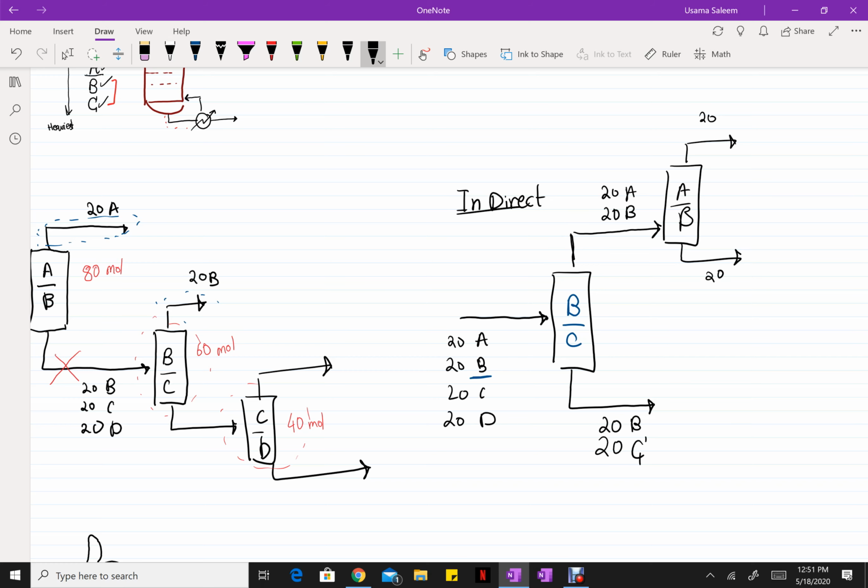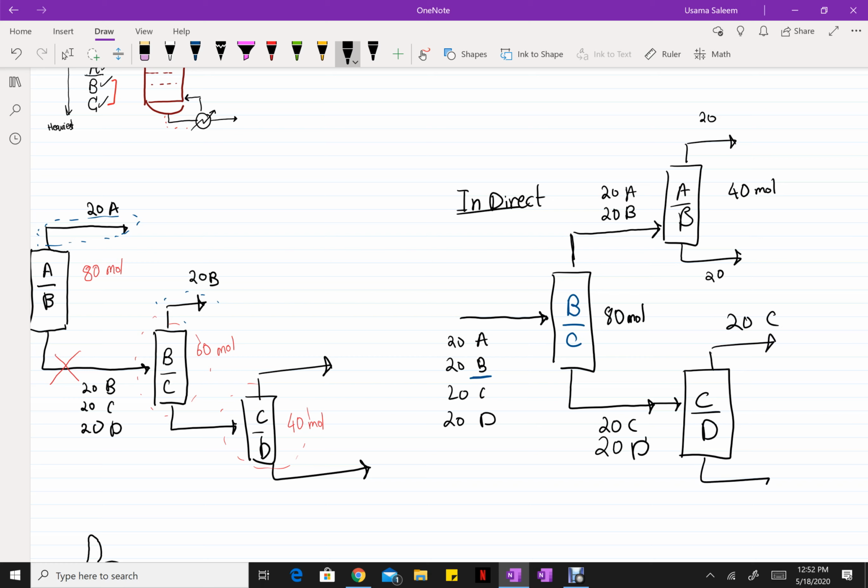Now notice how this column is processing 40 moles of fluid. The original column is still going to process the same moles of fluid, and this bottom column for C and D, 20 moles of C come out on top, 20 moles of D come out at the bottom.